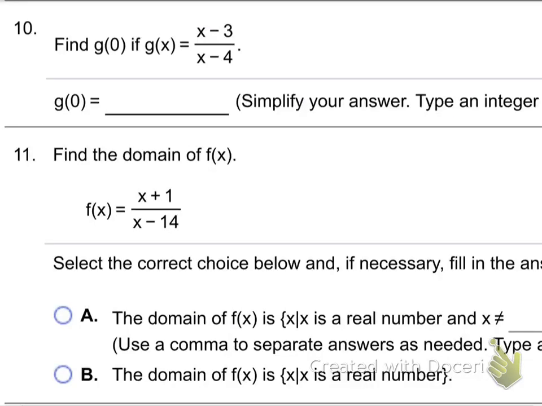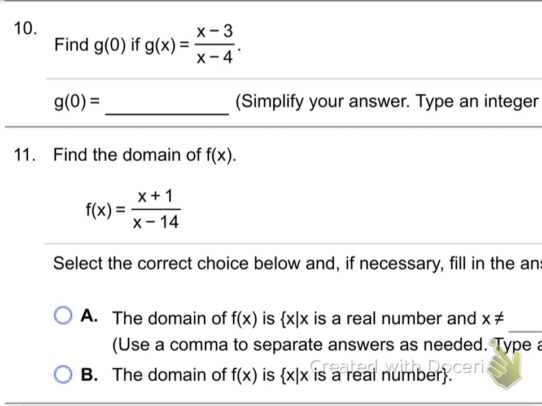Number 10, it's saying, hey, find g of 0. They're not asking domain. Look at number 10, there's no domain word in 10. See how they changed the question all of a sudden? Then in 11, they're going to go back to the domain thing. But in 10, they just want you to plug in the 0. So just stick the 0 into both those x slots.